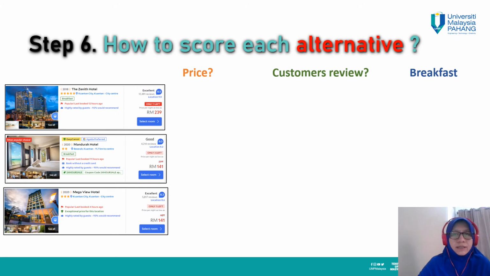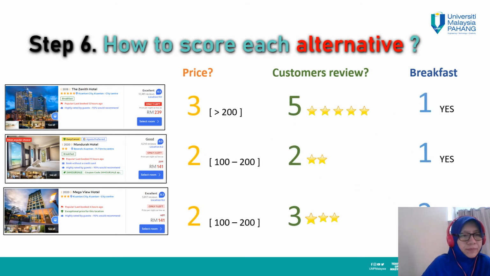After we specify the percentage for each criteria, the next step is to give the score value for each alternative. Alternatives will be scored based on the criteria that have been decided before. In this example, the first alternative is the Zenith Hotel. It will have the scores 3, 5, and 1.